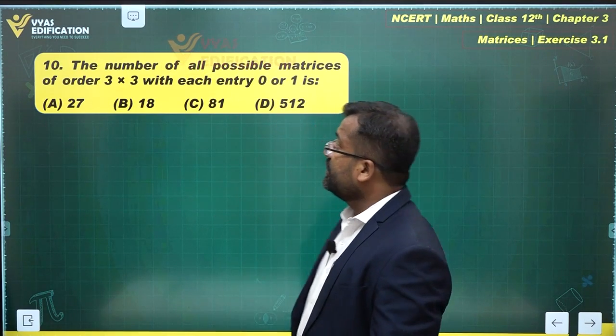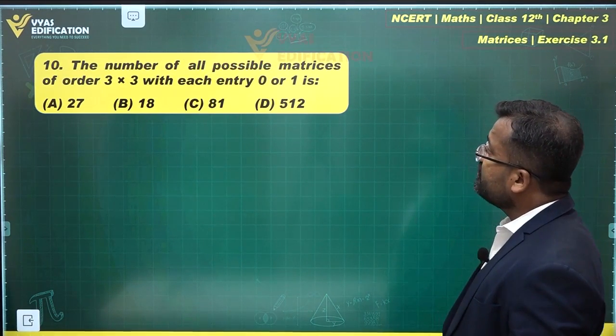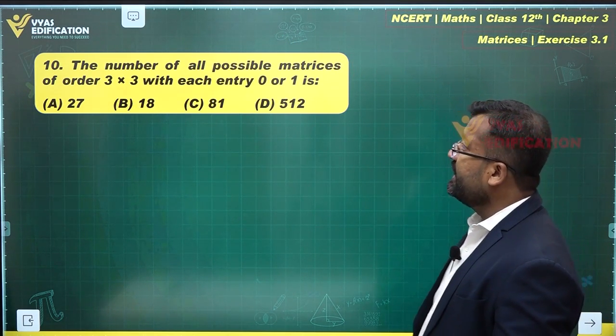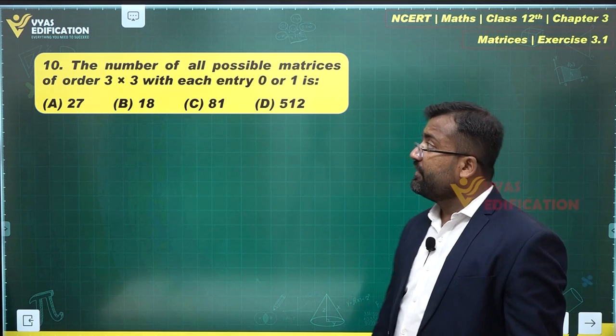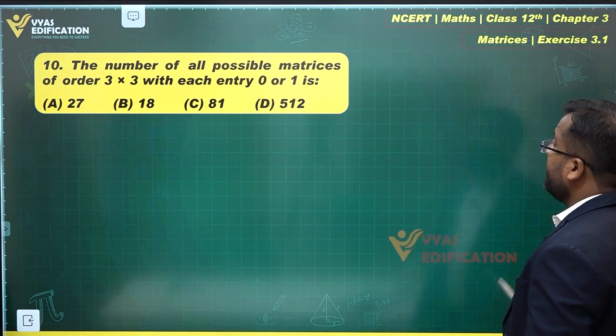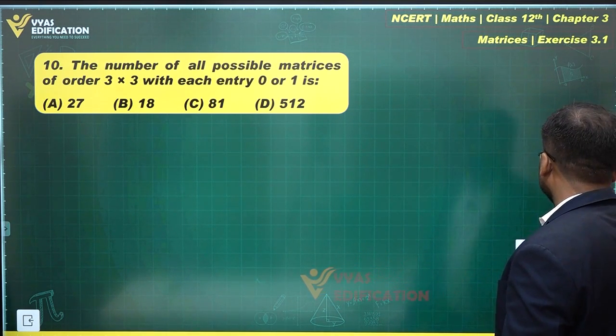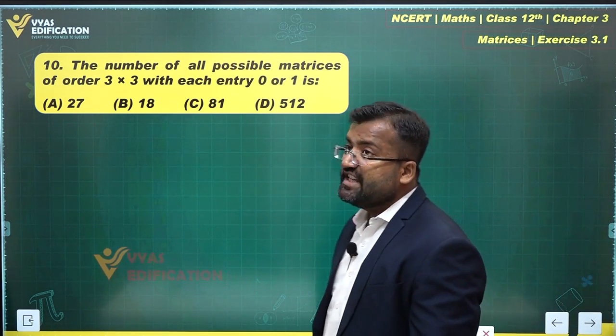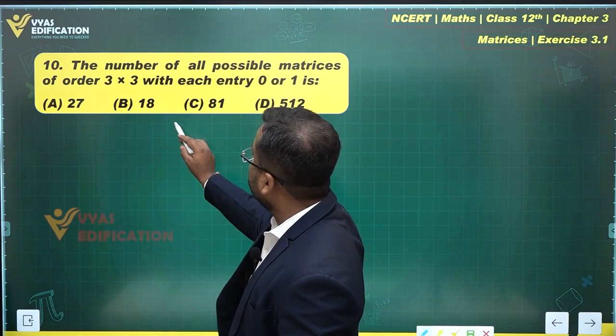Let's take a look at this question. The number of all possible matrices of order 3 by 3 with each entry 0 or 1 is, okay, that's what we are supposed to find. Number of all possible matrices of order 3 by 3 with each entry 0 or 1, 3 by 3.